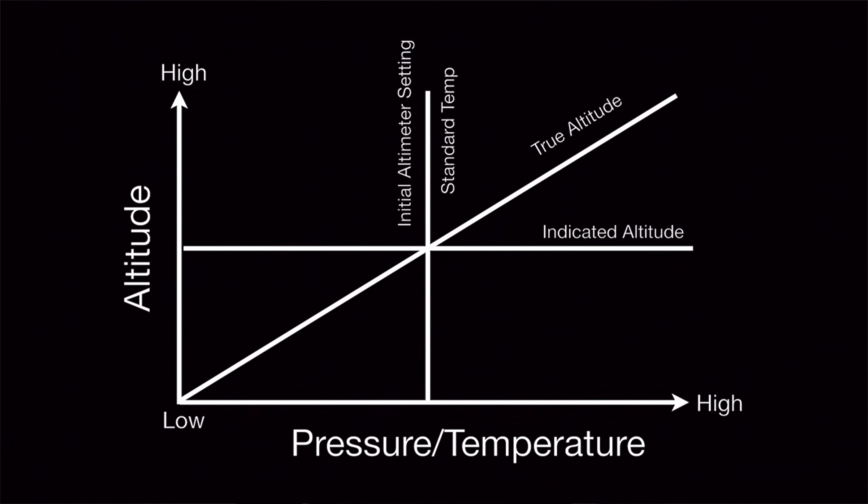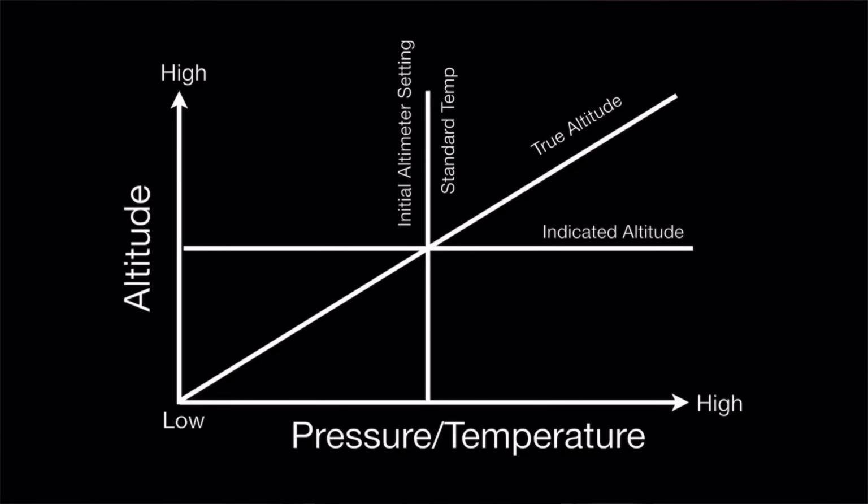Let's say the temperature is colder than standard temperature. Would the aircraft be higher or lower than indicated altitude? Draw a vertical line to the left of the standard temperature line. Looking at where the indicated altitude and the true altitude lines cross this new line, we can see that when the temperature is colder than standard, the true altitude is lower than indicated altitude.